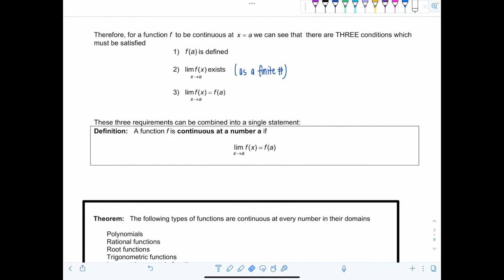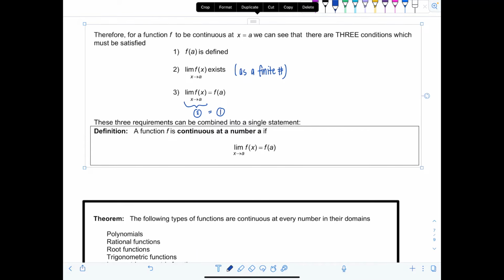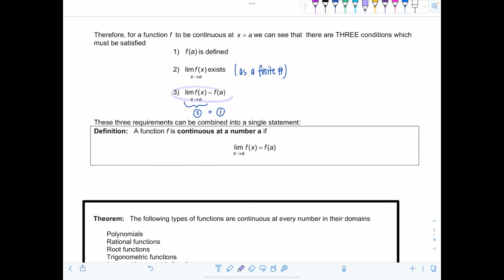And then condition 3 is that the limit of f of x as x approaches a equals f of a. So basically your results from step 1 and 2 are the same. So this limit has to equal the function value from step 1. So oftentimes you'll see that the definition for continuity is combined into a single statement, just the third condition, because in order for the third condition to be satisfied, the first 2 must be true, right?